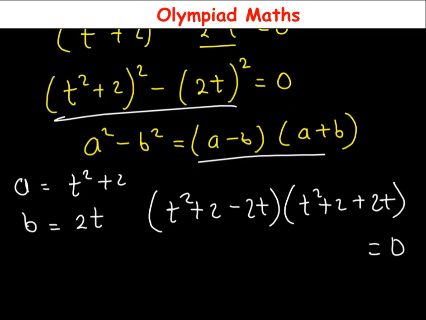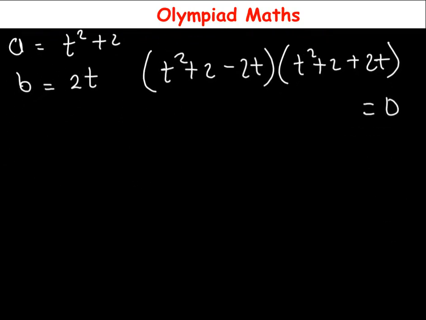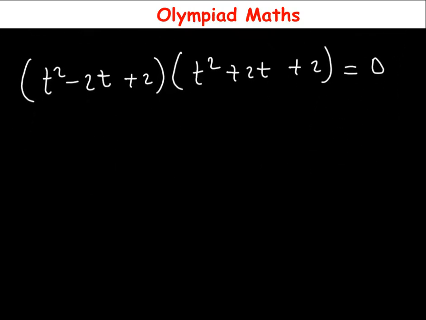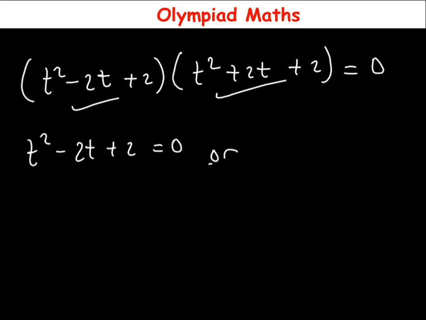Okay, so with this, let us then rearrange this expression such that, in bracket, we have t squared, then minus 2t, then plus 2, multiplied by, we have t squared, then plus 2t, then plus 2 is equal to 0. So with this, we can equate the two factors to 0. Equate this to 0 and also equate this to 0, such that we have t squared minus 2t plus 2 is equal to 0, or we have t squared plus 2t plus 2 is equal to 0.